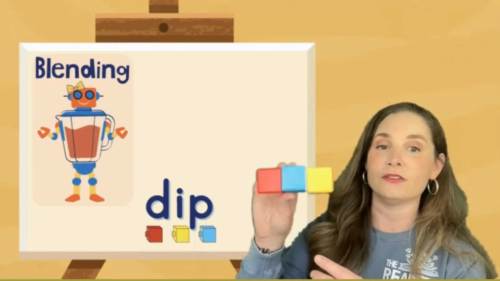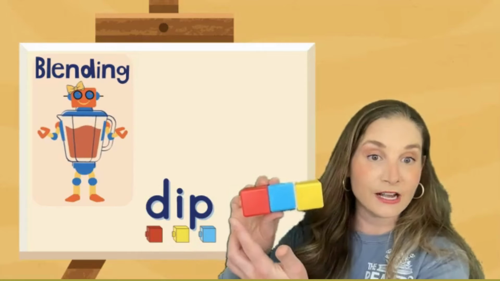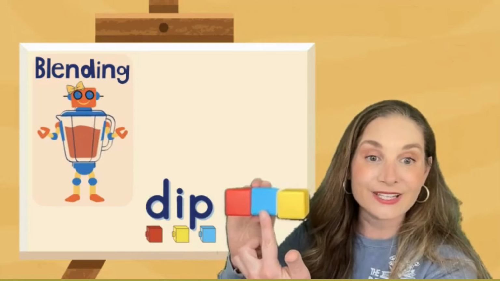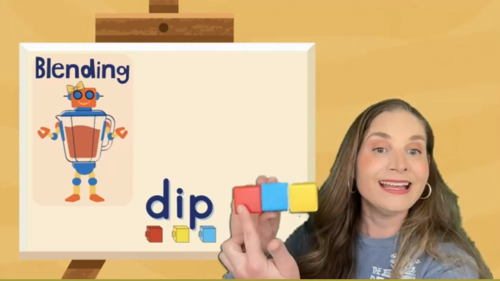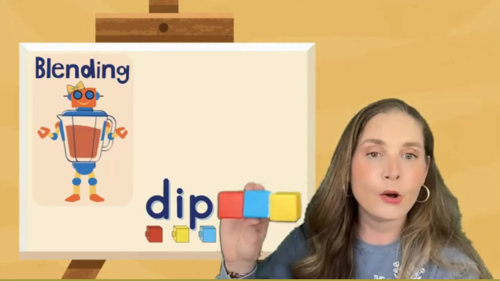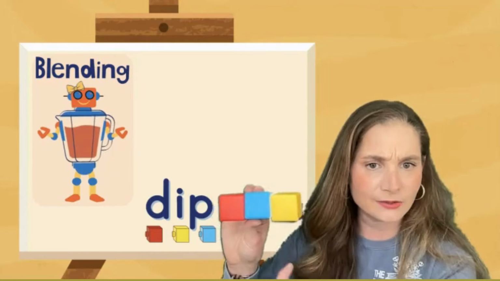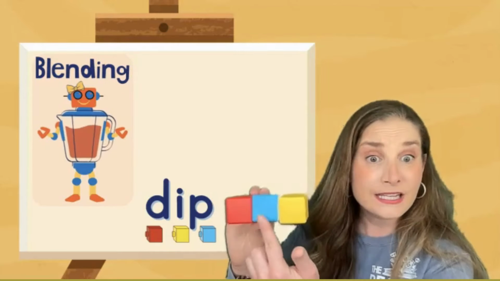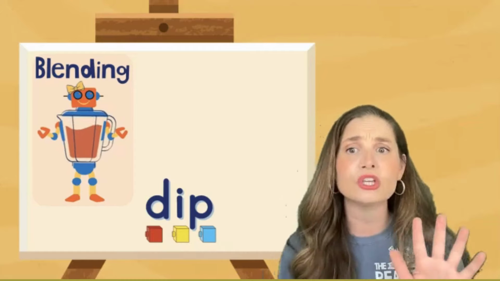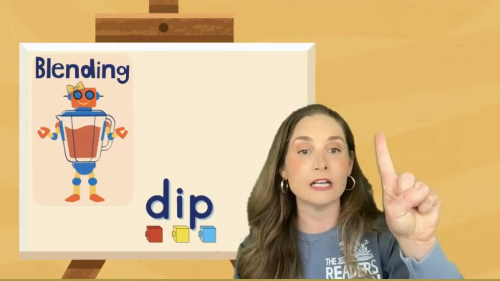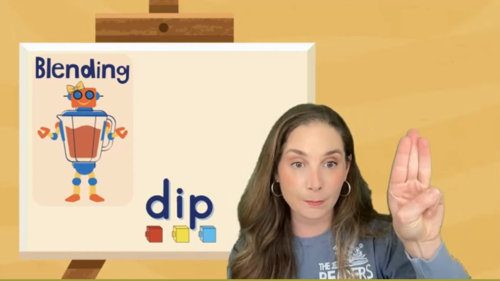And instead you'd say, okay, so the first sound is d. The next sound is i. The last sound is p. D, i, p. What happens when we blend those sounds together? Dip, dip. Oh, we get the word dip. Now you don't have to use cubes. You could also use your fingers. D, i, p. Dip, dip.